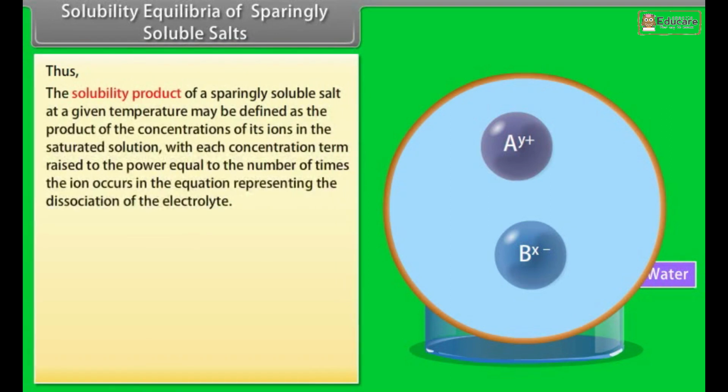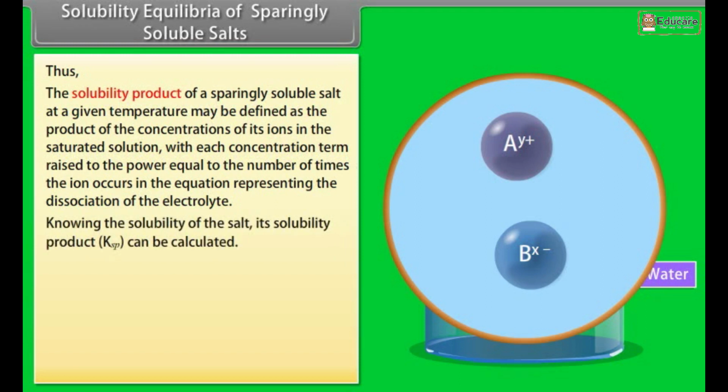Thus, the solubility product of a sparingly soluble salt at a given temperature may be defined as the product of the concentrations of its ions in the saturated solution, with each concentration term raised to the power equal to the number of times the ion occurs in the equation representing the dissociation of the electrolyte.